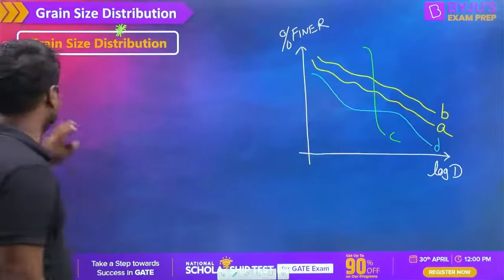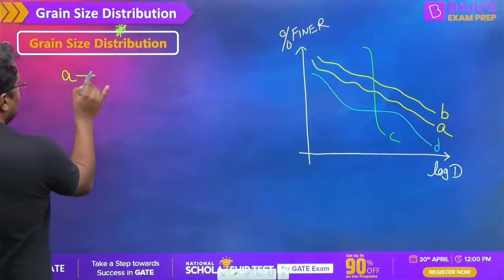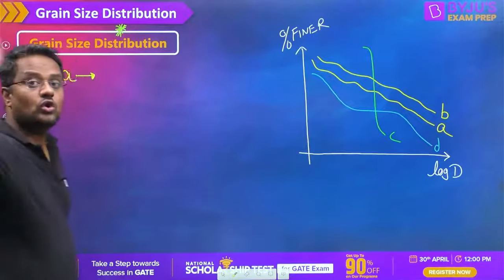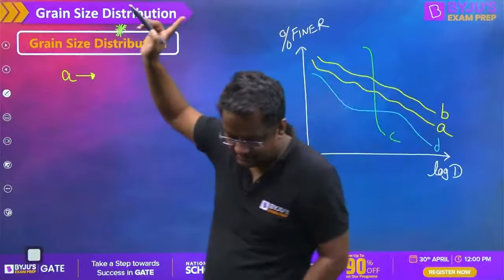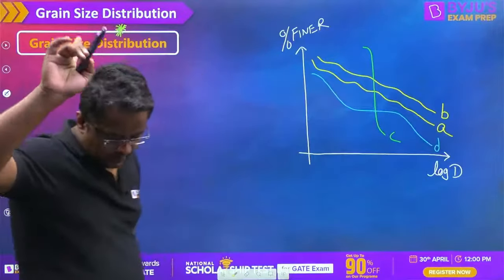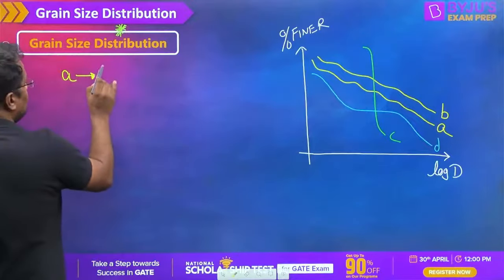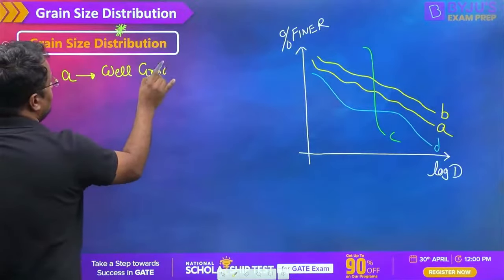Now let me tell you, first of all A soil. The whole class's essence is in this slide. Okay, now see, A soil is well graded soil.